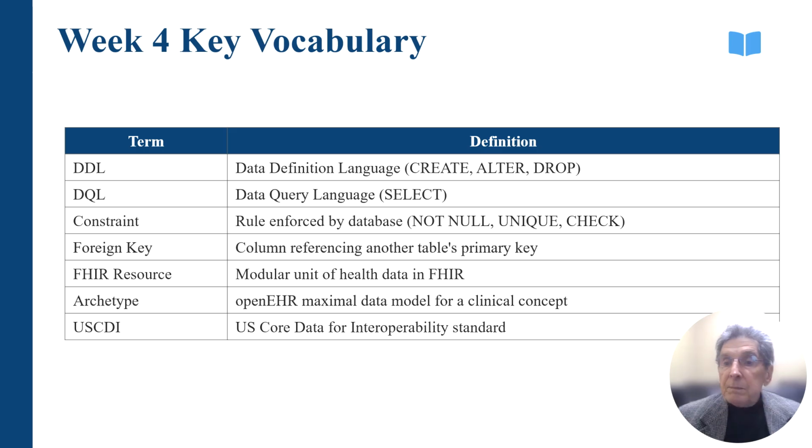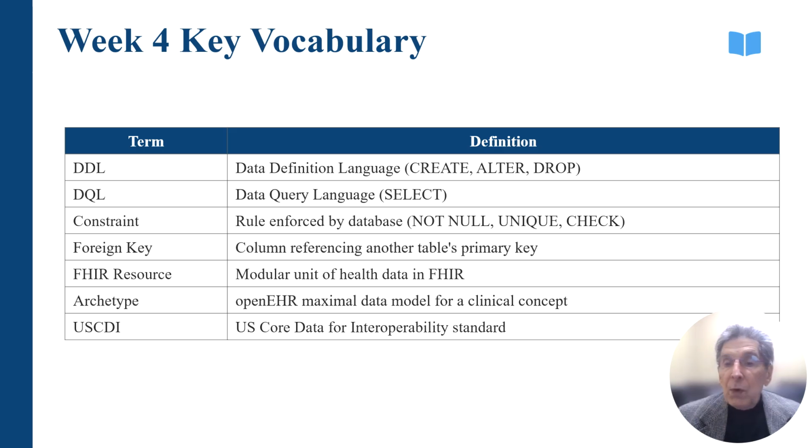Then the foreign key, a column, sometimes more than one column, that references another table's primary key. It creates a relationship between tables. The encounter ID in the diagnosis table is a foreign key referencing the encounter ID column.